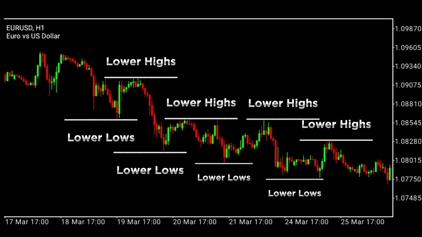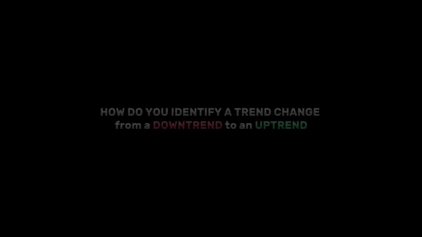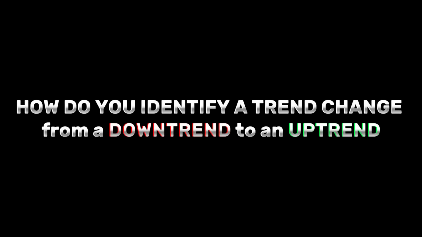From a price action standpoint, a moving downtrend shows bearish momentum and that the sellers are in control of the market. So you focus on taking short entries to trade with the downward momentum. So now, how do you identify a trend change from a downtrend to an uptrend?